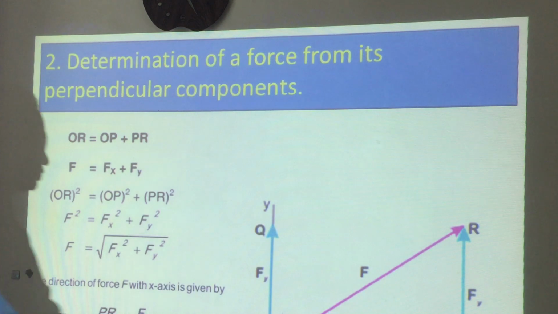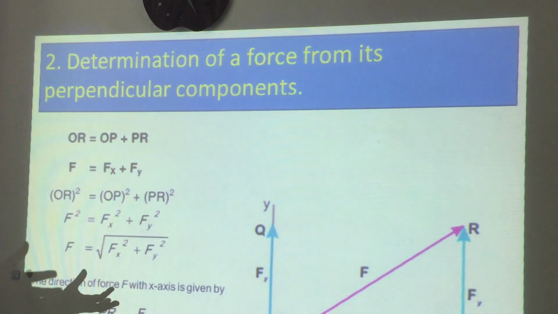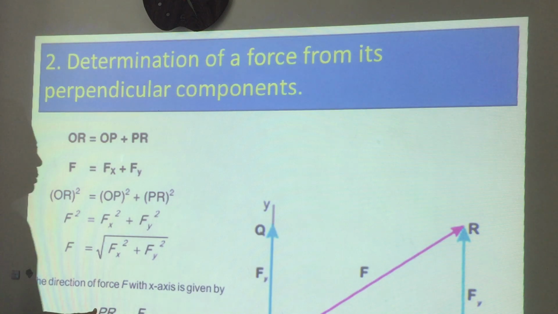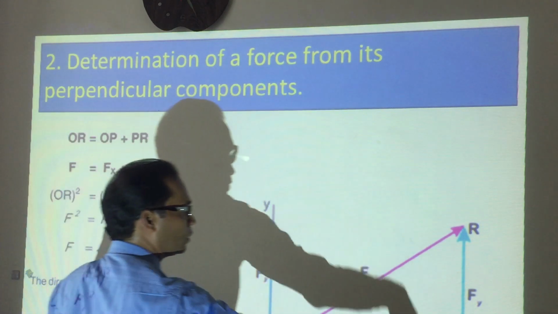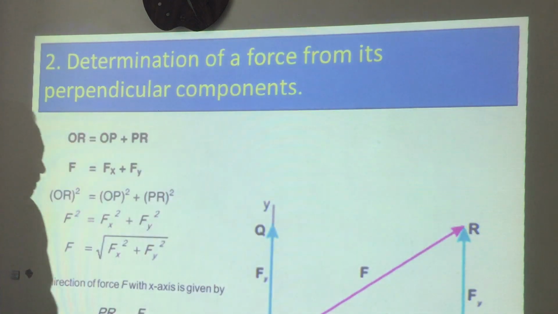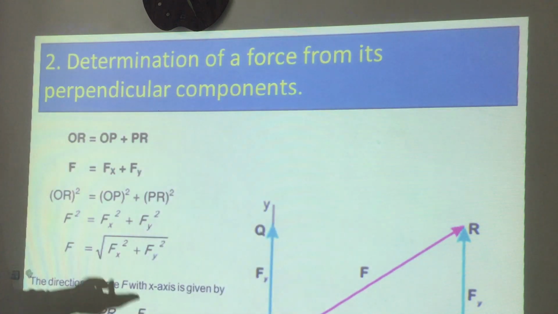Right? Now, how will we calculate the direction of this vector? The direction is calculated by tan theta. Tan theta is equal to PR over OP. Where is PR? Here. PR is your perpendicular, right? And OP is your base. When you have this ratio, that will give you tan theta. So PR is Fy and OP is Fx.